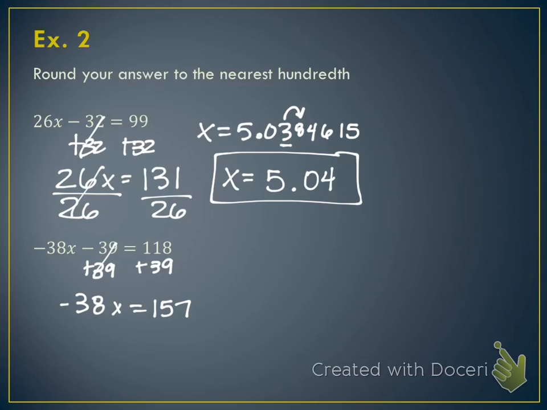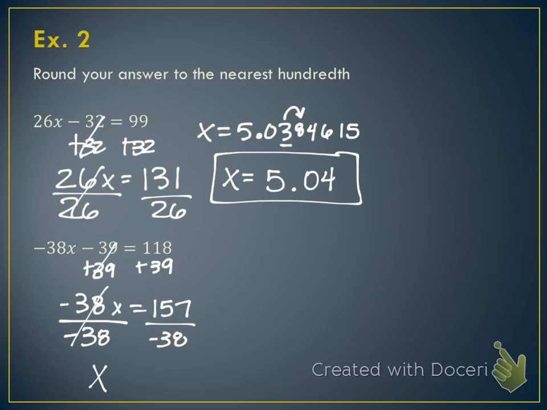Rachel, what am I going to do now? Okay, look right up here at this thing. What would you think I would do to solve this? I don't need the answer, just want you to tell me what to do. Perfect, exactly. We're going to divide each side by negative 38. What's 157 divided by negative 38?